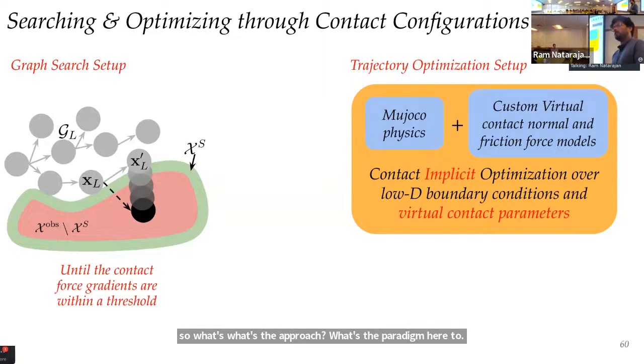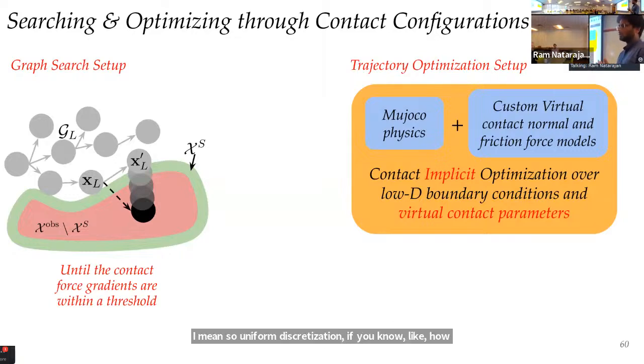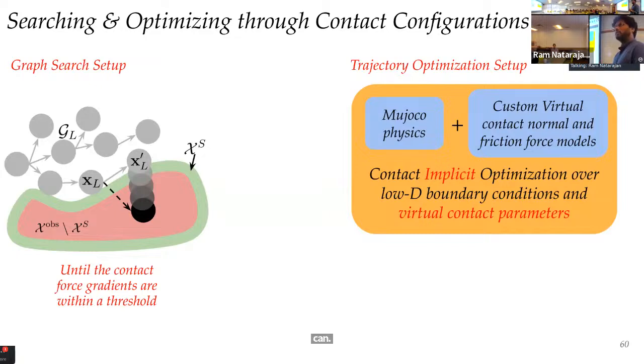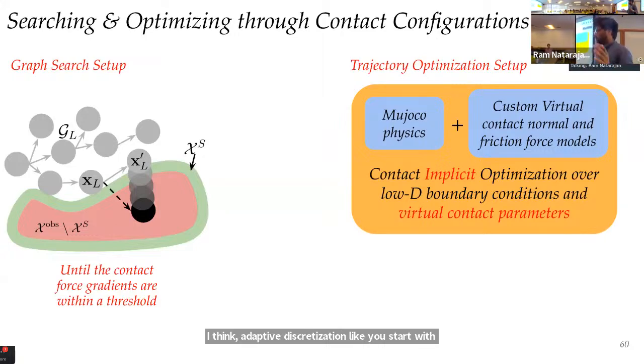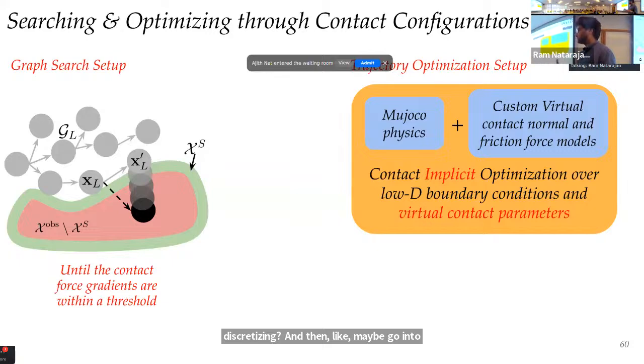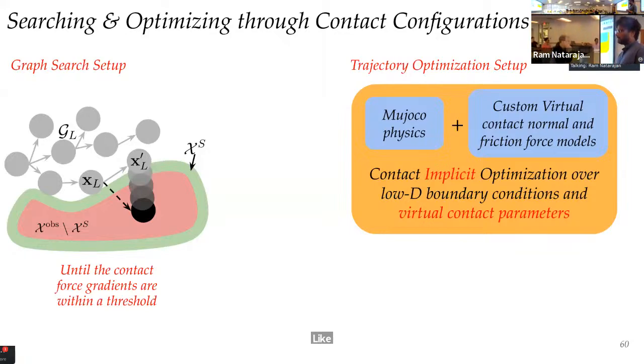Yeah, so with uniform discretization, if you know how narrow your narrow corridor is going to be, you can. But it's hard to know what that narrowness is, for a robot arm or a snake robot in the configuration space. So you can do something like adaptive discretization. First I'll answer how we can handle it when you're discretizing, and then maybe go into sampling. If you're just discretizing, you can start with some coarse discretization, and if your search is not making progress, and you can tell from your heuristic that it is getting stuck in a local minimum, then you can adaptively increase the resolution, and that's one way to handle it.